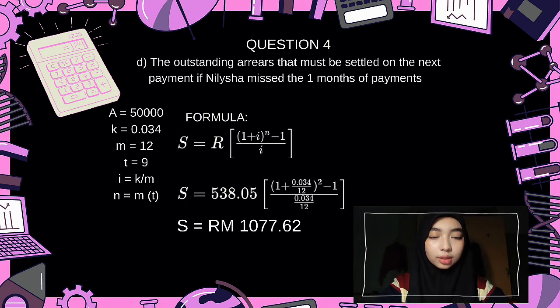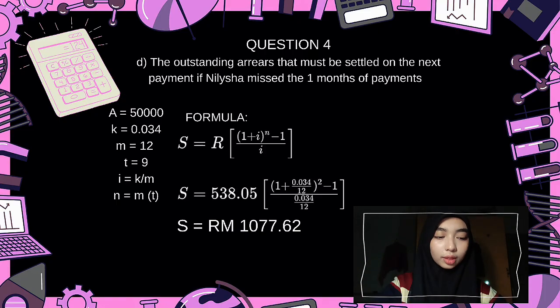In this question, the periodic payment each month, which is referred to as R in the formula, is 538 ringgit and 5 cents. The interest rate per month is the annual rate of 3.4% divided by 12 months. Since Nilisha missed 1 payment, that missed payment will accumulate interest for 2 months. Next, we substitute these values into the formula. We take 1 plus the monthly interest rate. Finally, we multiply the entire value by the missed monthly payment.